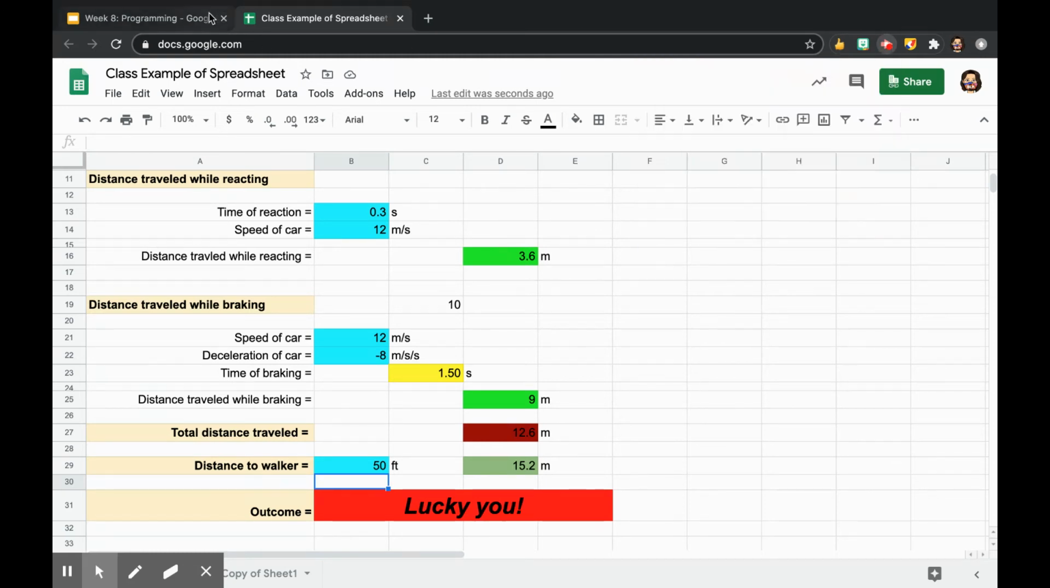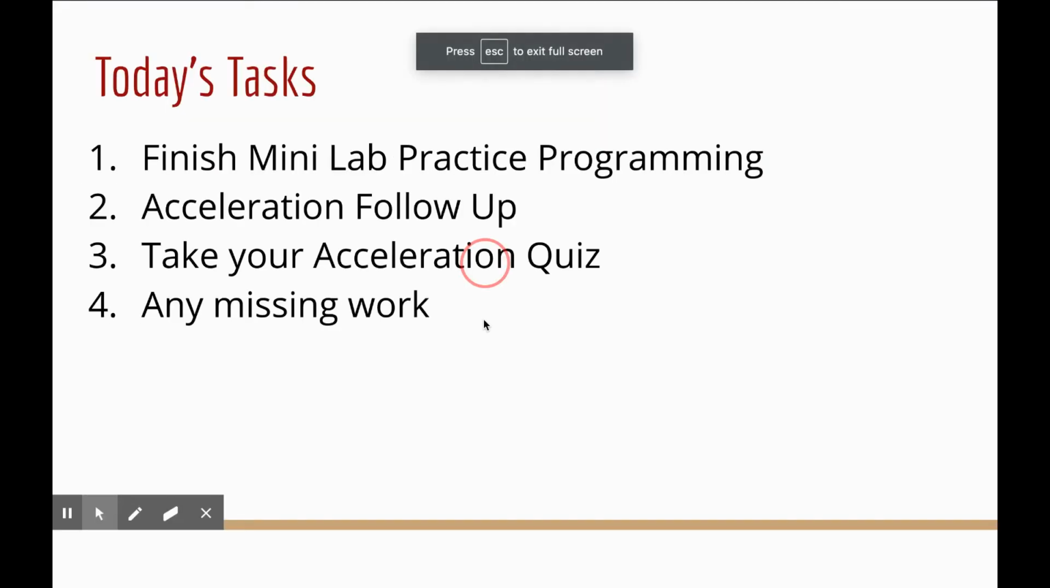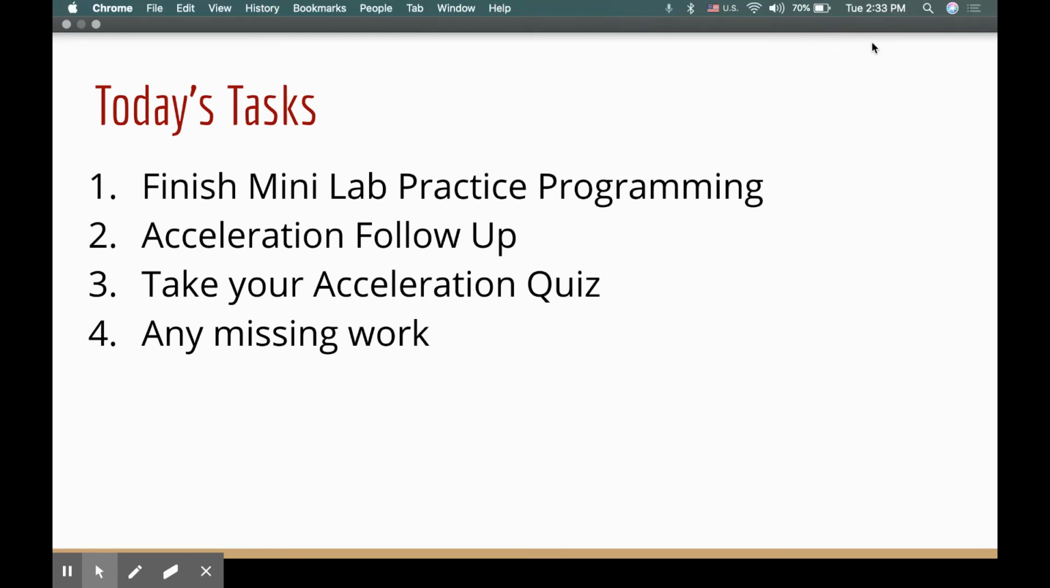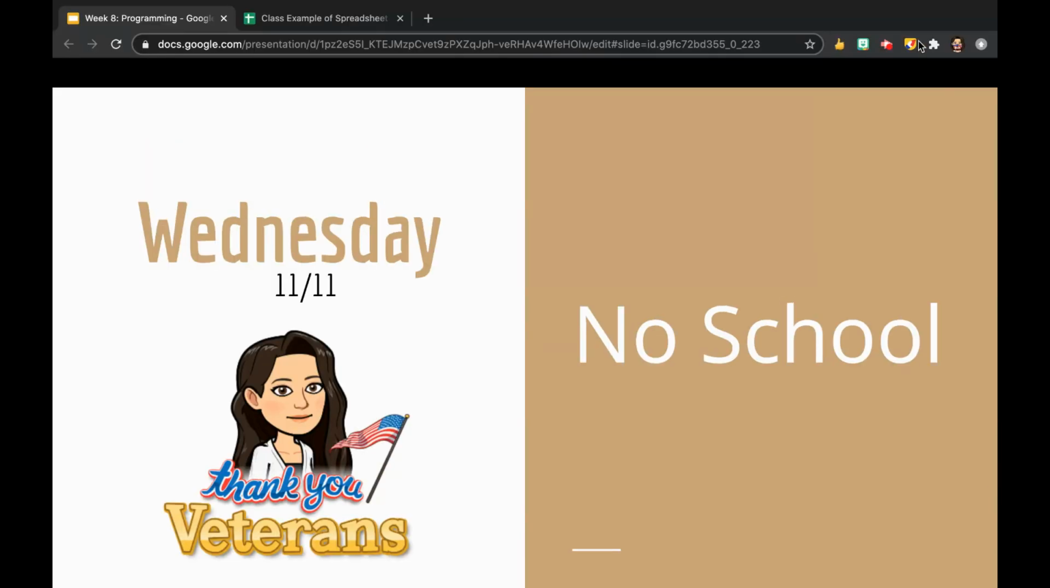Oh, wait, before we stop, what you need to work on today. If you have not finished up your mini lab practice programming, you need to do that. If you want to make up points for your acceleration quiz, go ahead and do that. If you have not taken your acceleration quiz, go ahead and do that. And remember to do any missing work that you have, and no school tomorrow.